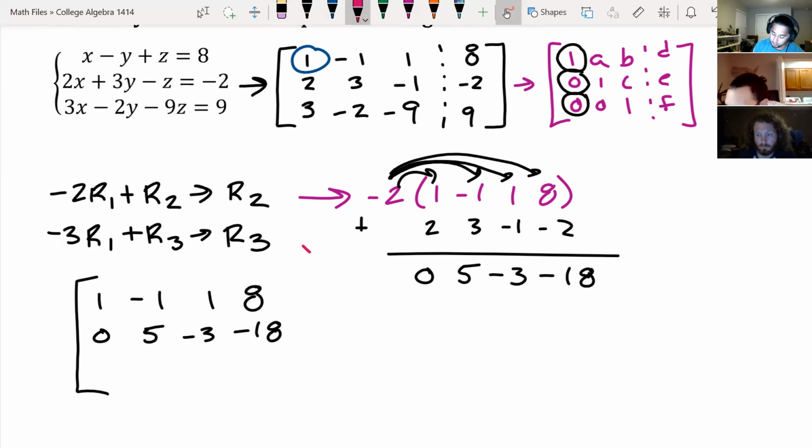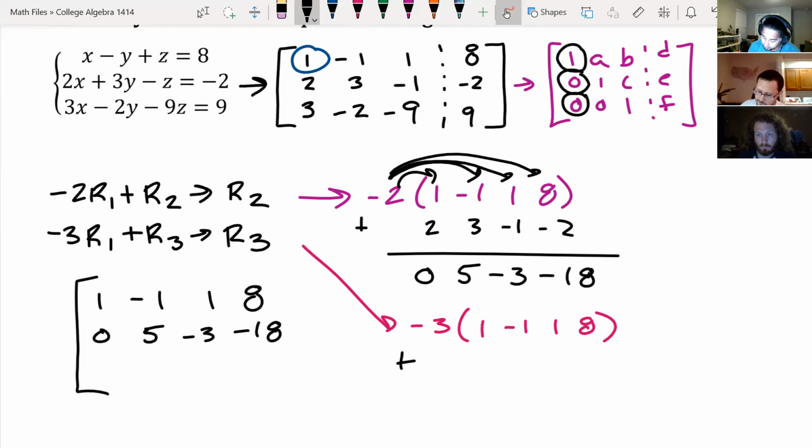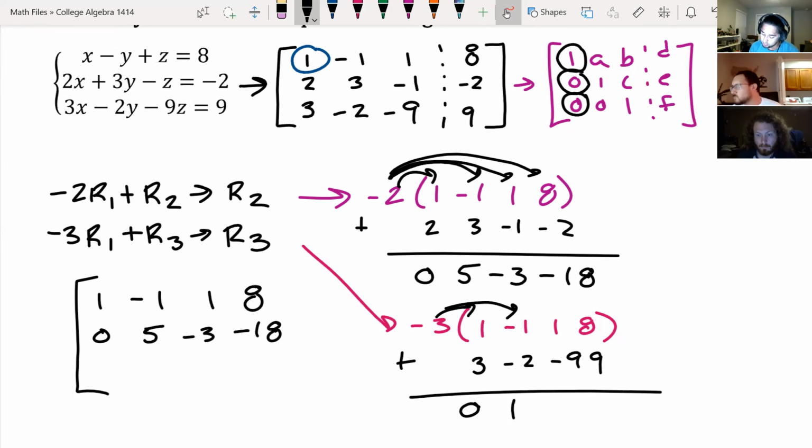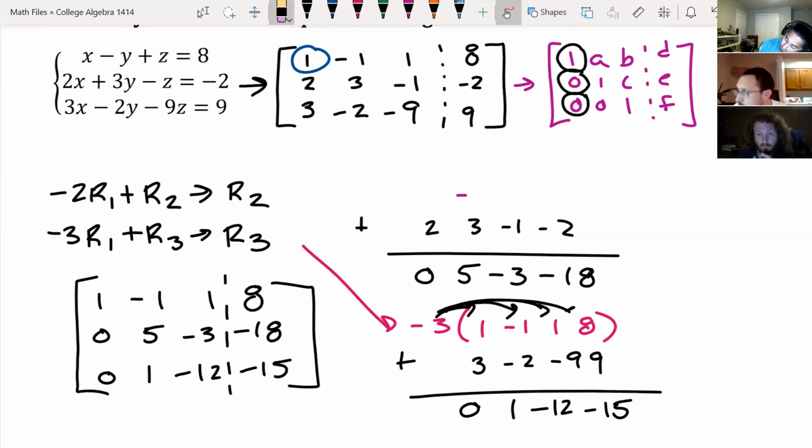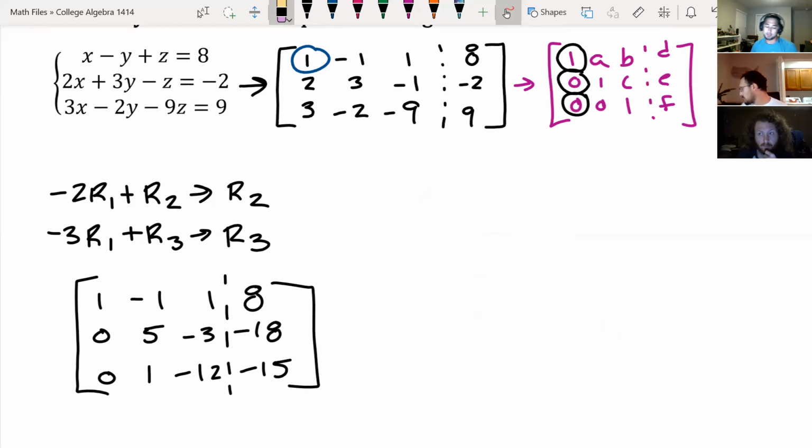And then let's do it for row 3. So same thing, -3 times row 1 plus row 3, which is 3, -2, -9 and 9. And -3 plus 3, 0. +3 minus 2, 1. -3 minus 9, -12. And -24 plus 9, that's -15, right? 0, 1, -12, -15. Look at that. 2 row operations at the same time.